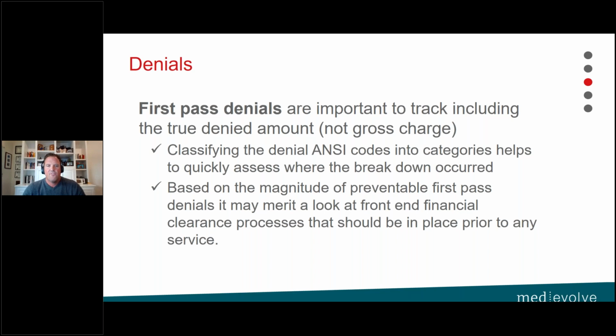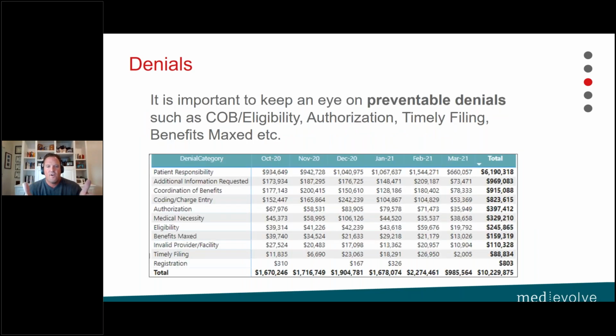It's going to make your life so much easier when you can look at a trend like this and you can say, okay, what am I being denied for? So I could look at patient responsibility right there and say, man, look at February. $1.5 million got denied, almost $500,000 more than January. And what's funny about February is there were a lot fewer visit volumes. It was fewer days, at least we saw that, right?